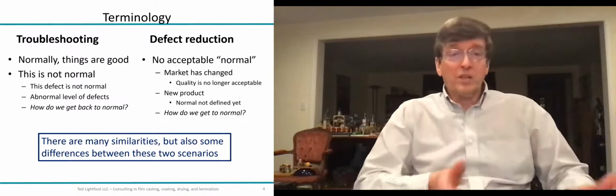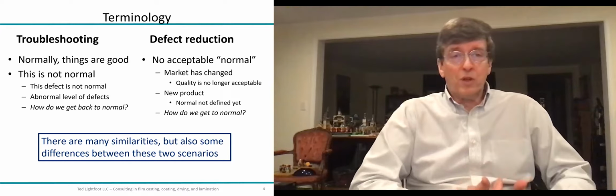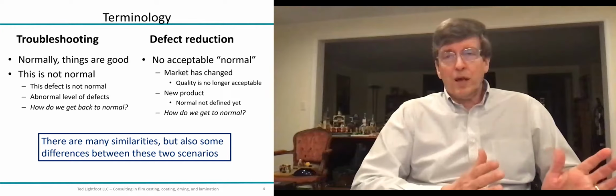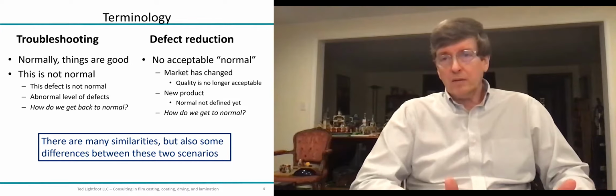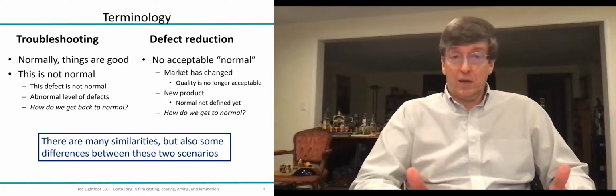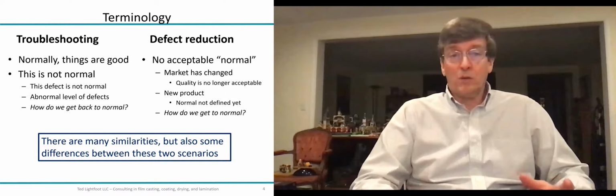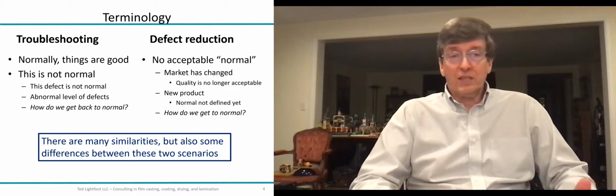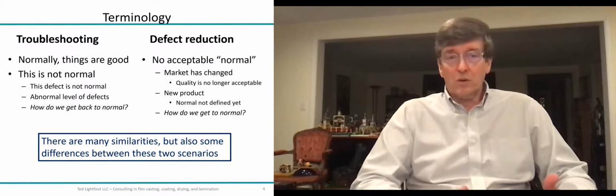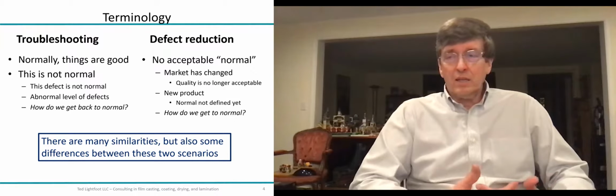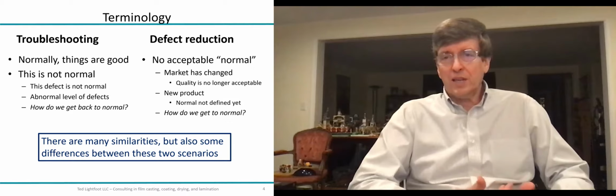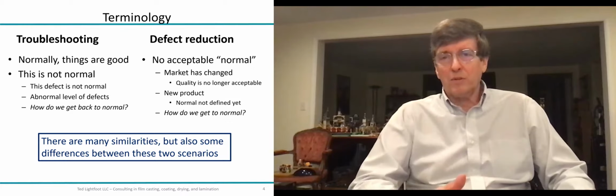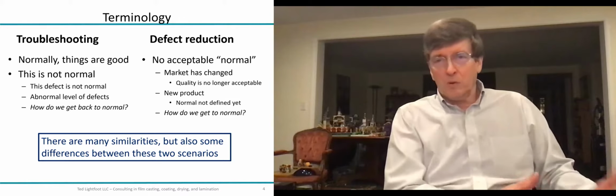For terminology, I use the word troubleshooting for an operation where normally things are okay, but all of a sudden today they're not okay. So this is not normal. The defect isn't normal. The level of defects isn't normal. And for the election season, I kind of call this the Republican problem. If we could just get back to normal, we wouldn't have problems.